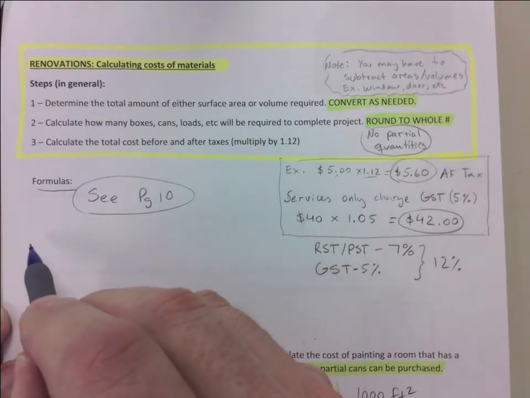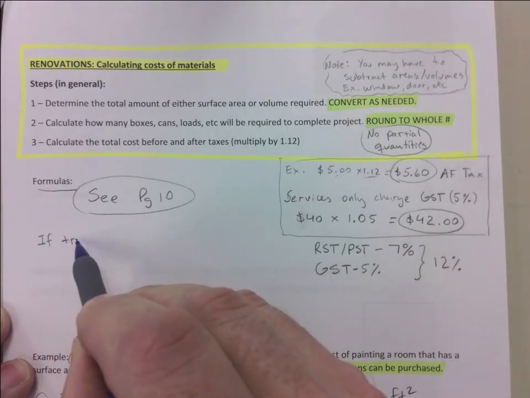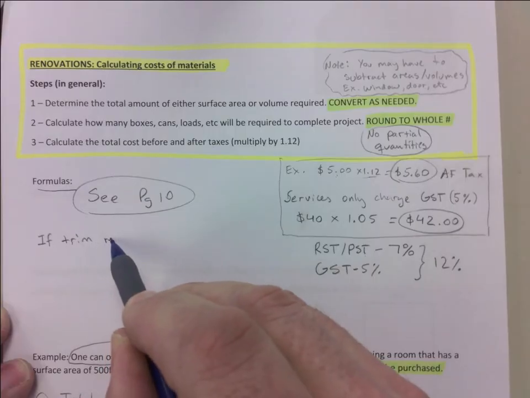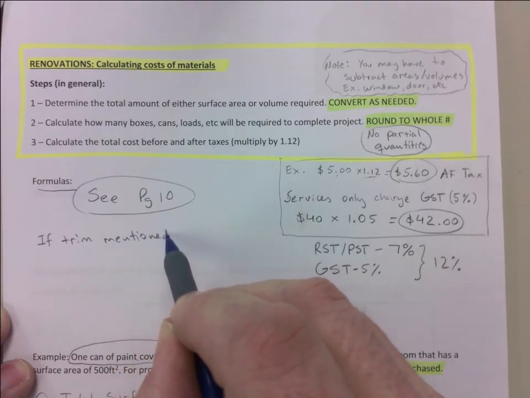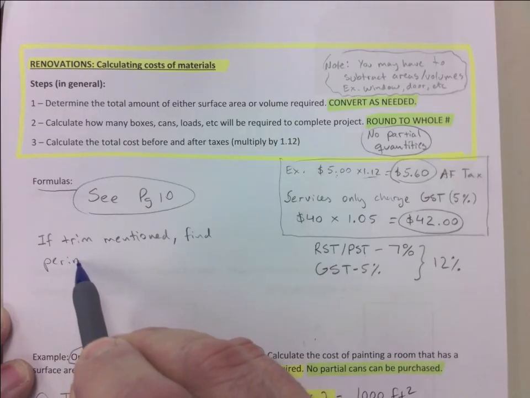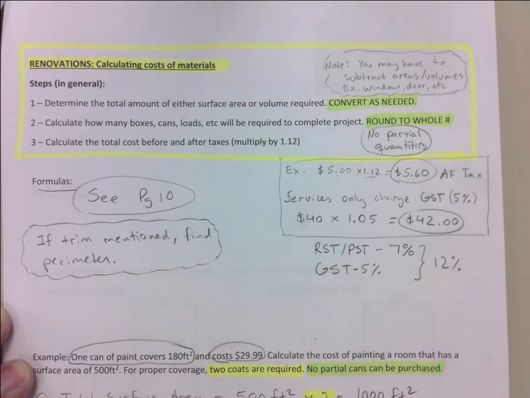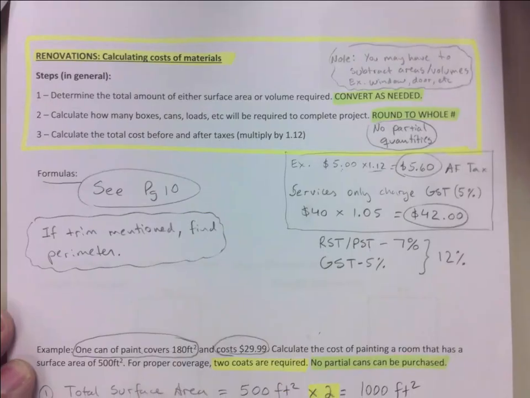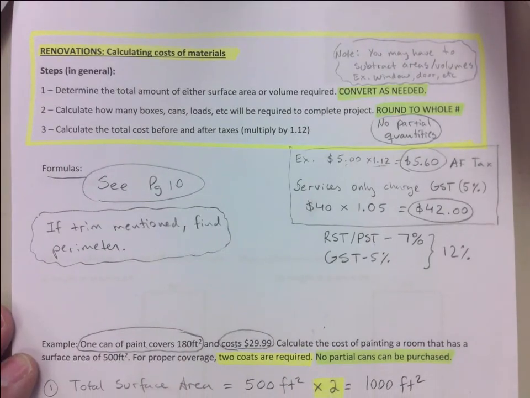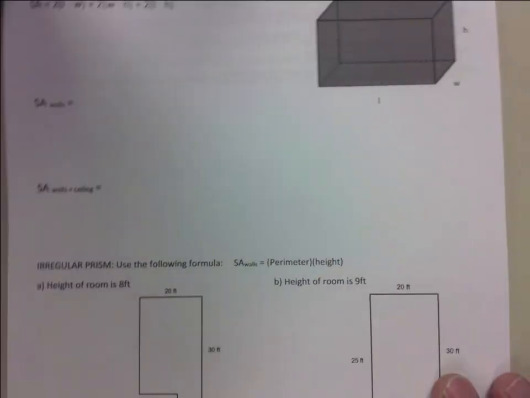So maybe I'll add that here. If trim is mentioned, find perimeter. And I hope you remember what perimeter is. Perimeter is the distance around a shape, right? So in a circle, the perimeter would be the circumference. Rectangular, it's just like add the distance or find ways to do that. Good? Okay, let's look at formulas.